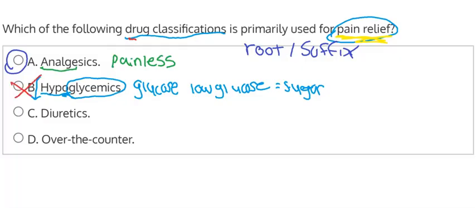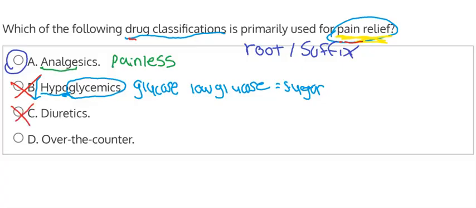Option C is a diuretic, and a diuretic is used to increase the amount of urine leaving the body to lower the amount of fluids. It's often used to reduce blood pressure because reducing the amount of fluids in the body in the form of urine, flushing it out, lowers blood pressure. That's a great use for that medication, but this question is asking us about pain relief. Diuretics are not used for pain relief, so we could eliminate choice C.